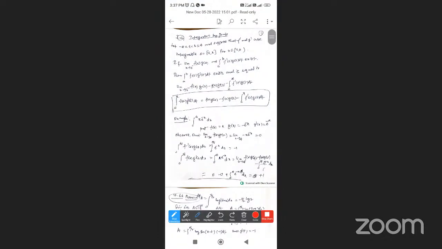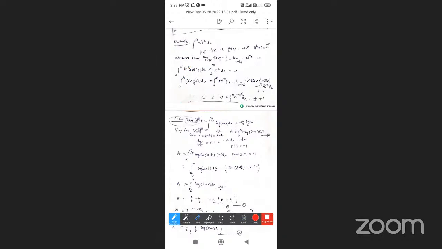Example problem: the integral from 0 to infinity of x into e power of minus x. So here f of x is equal to x, and g dash of x is e power of minus x.